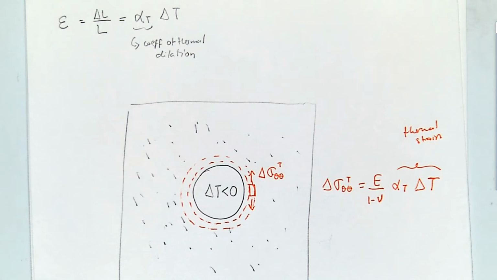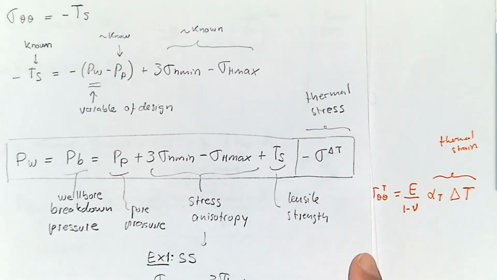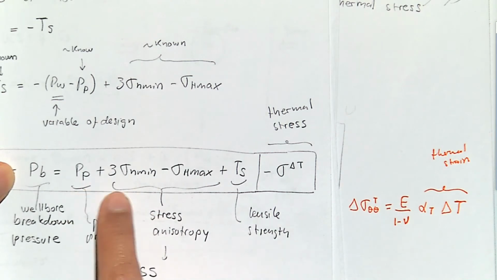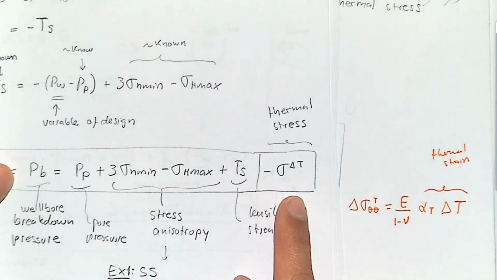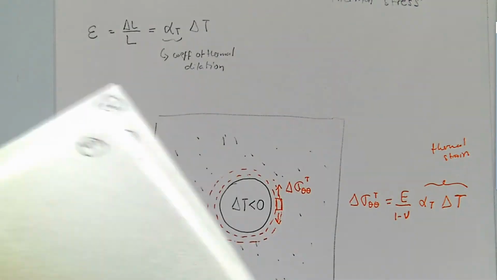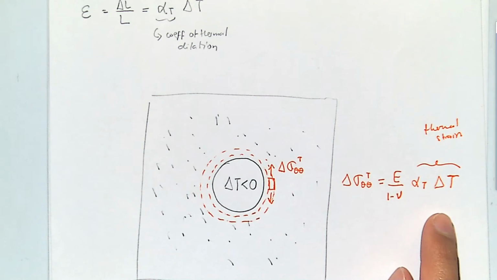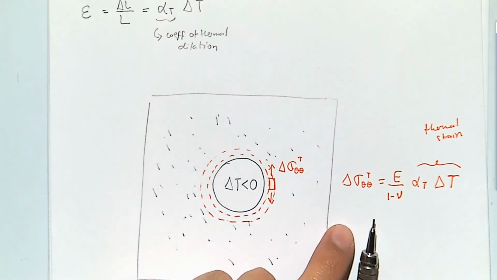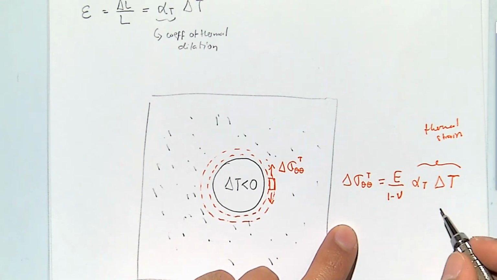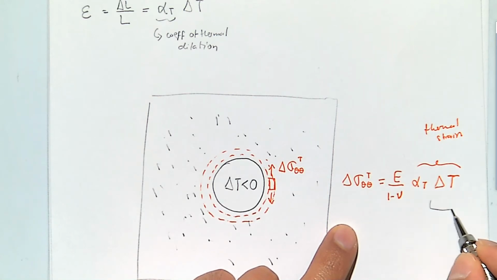Let me get to there. If you remember, the calculation of the breakdown pressure included the pore pressure, the stress anisotropy, the tensile strength, but also you need to take into account the thermal stress when it is significant. And this thermal stress can be quite large. For typical conditions, when delta T is large, this can be in the order of several thousands of psi. And it's all going to depend on the modulus of the rock, the dilation coefficient of the rock, and the temperature. But probably this is the one that varies the most.